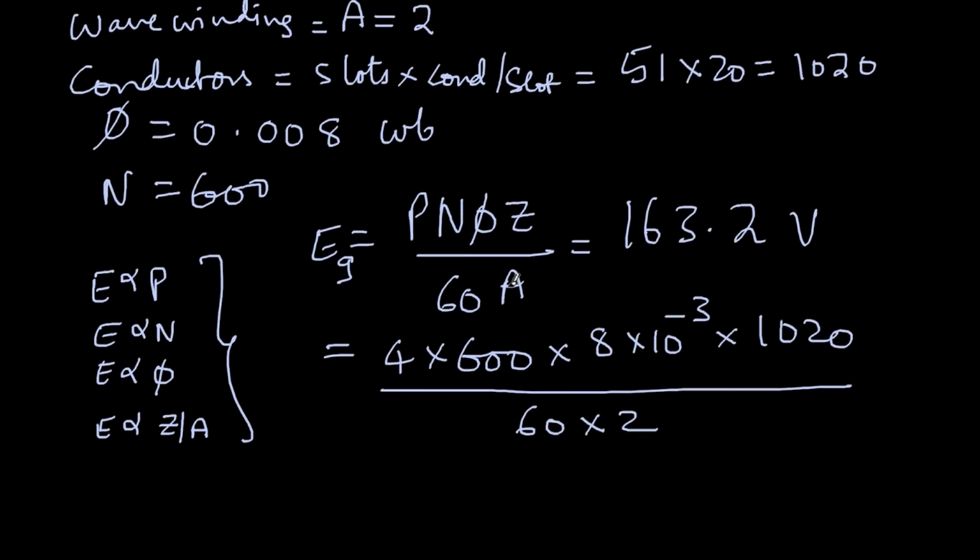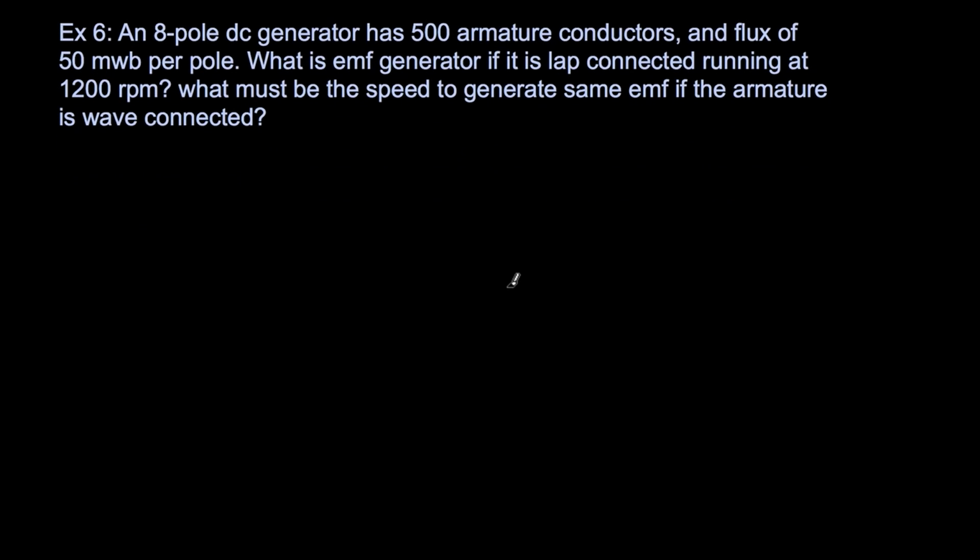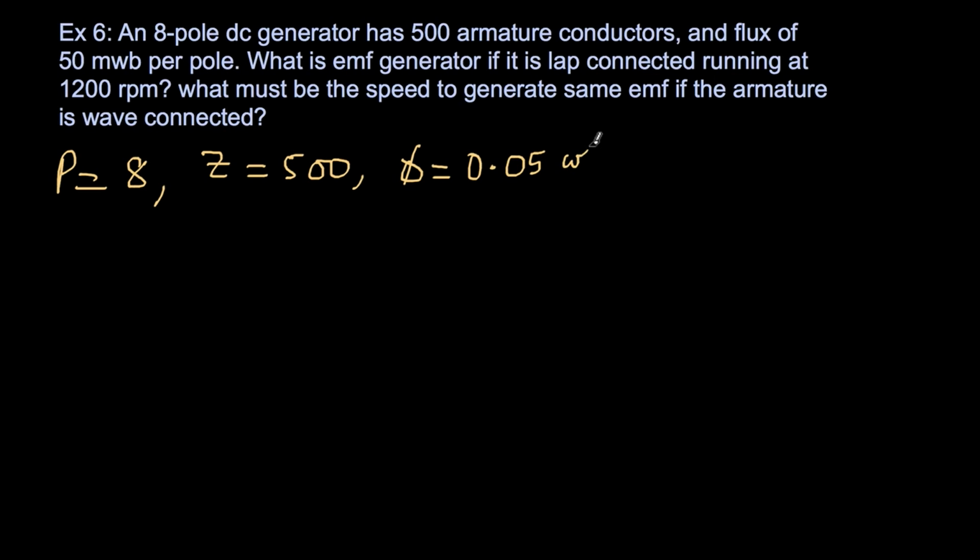So let's continue and do one more problem. Again, you can have a look at this question. You can pause the video and try it yourself, and later confirm your answer with my answer. Meanwhile, let me begin. What do you have here? 8-pole machine, so P equal to 8. 500 armature conductors, so Z equal to 500. Flux of 50 milliwebers per pole, that is 0.05 webers per pole.